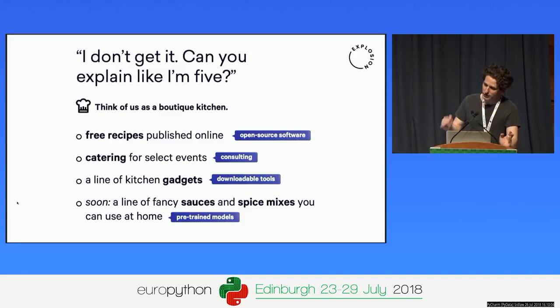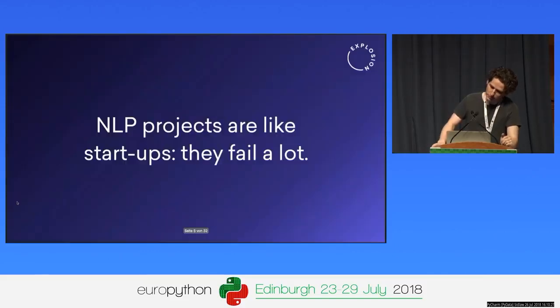Okay, so the analogy that we give to people about how the company works, and you can hear more about this in Ines's keynote after this, is that the open source software is like free recipes that are published online, and then we initially did some consulting alongside this, which is kind of like catering, and then this tool Prodigy is like the gadgetry that you can use alongside the recipes. That's how the things fit together as a set of offerings.